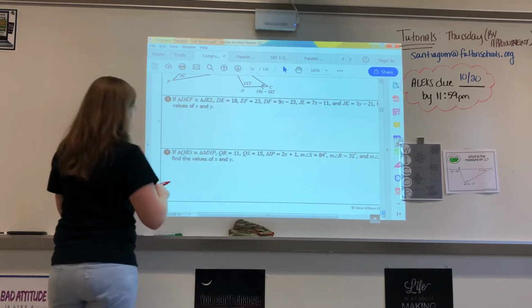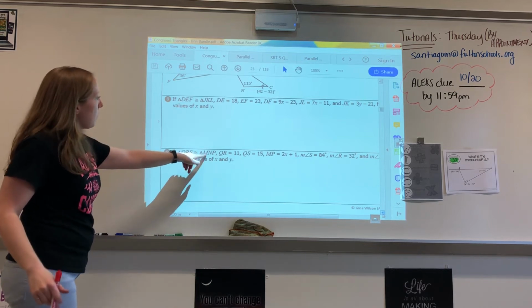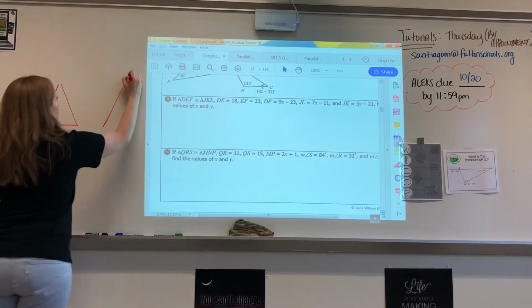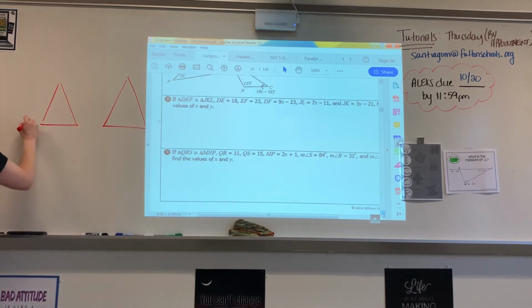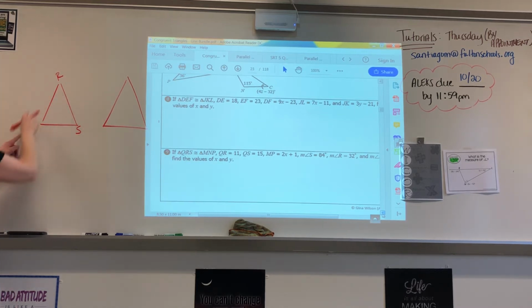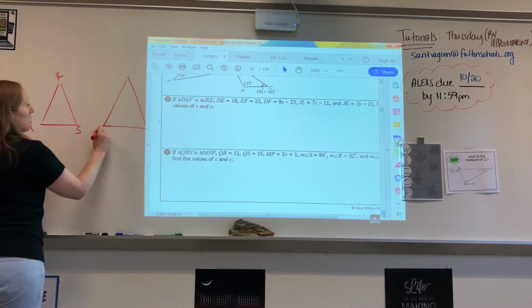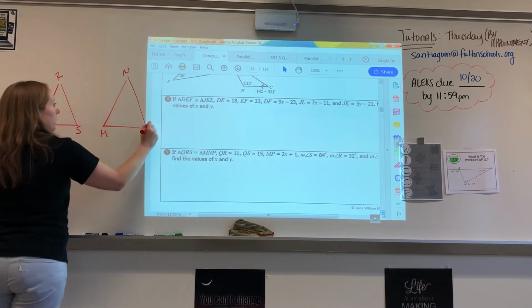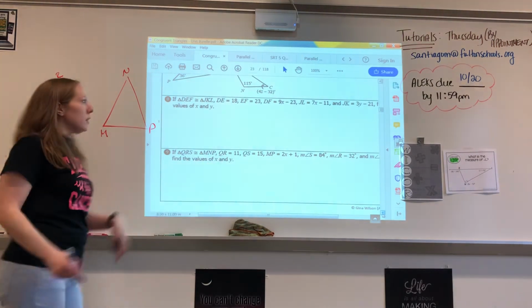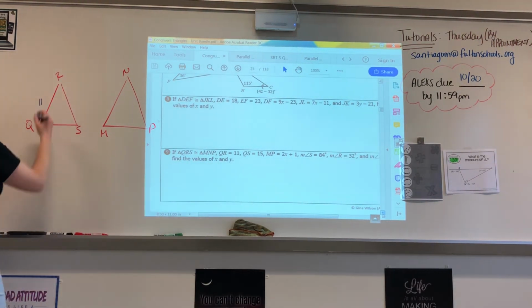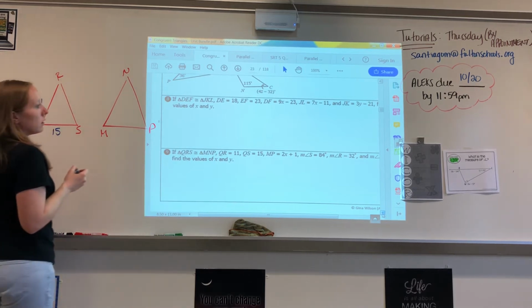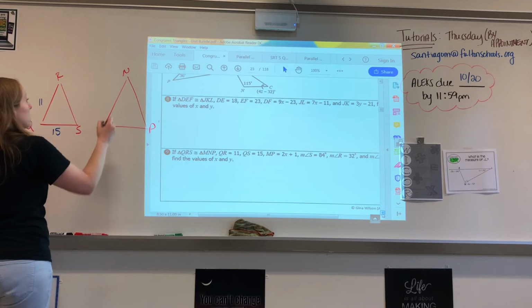It says QRS and MNP are congruent. I'm going to draw the triangles over here. I like pictures, I am visual. You may have drawn your triangle in a different pattern. I chose QRS this way so I'm consistent with my next one. They tell me QR is 11, QS is 15, MP is 2x plus 1.